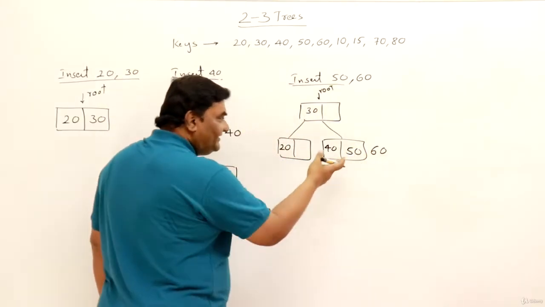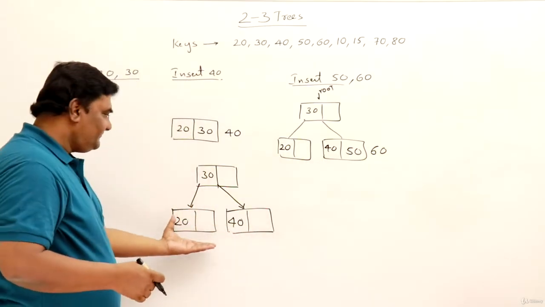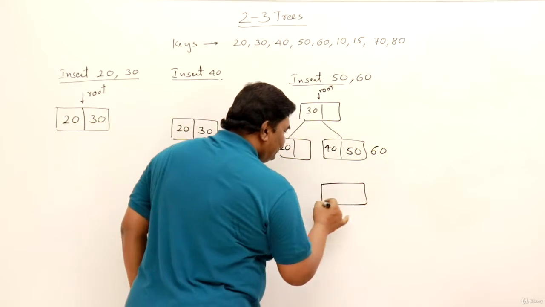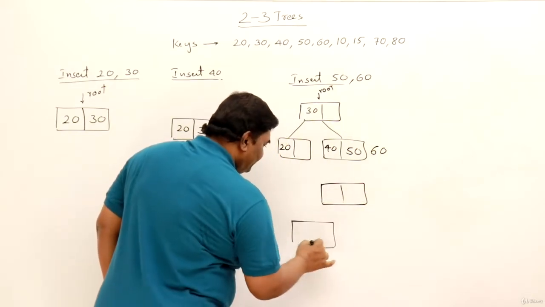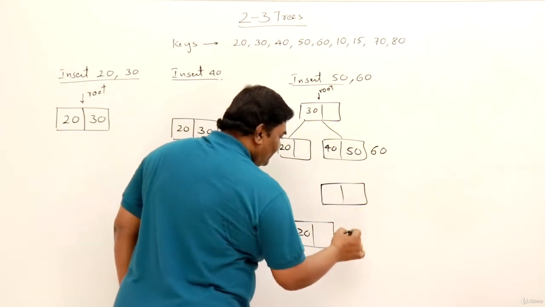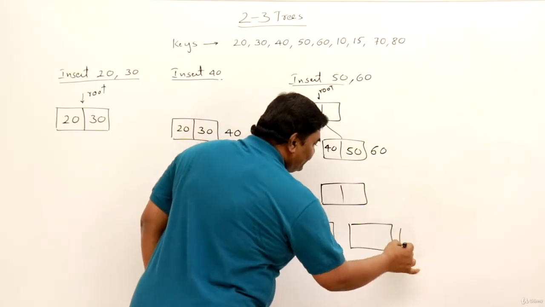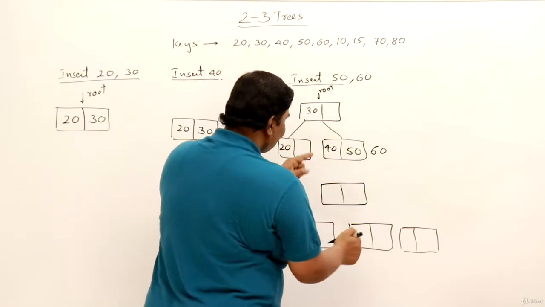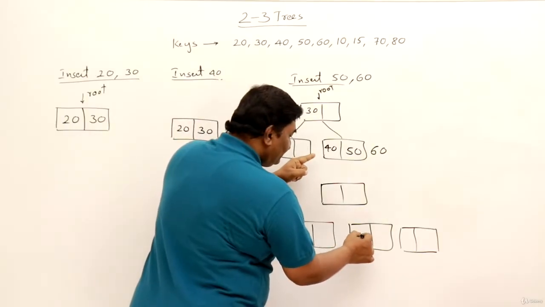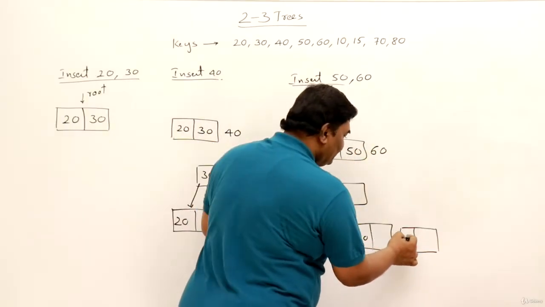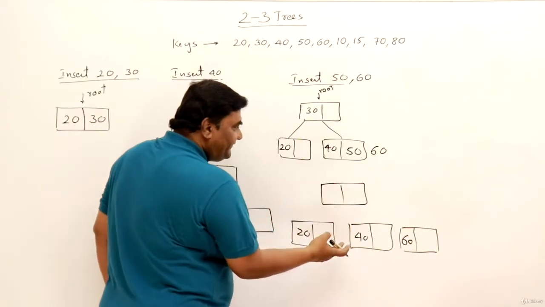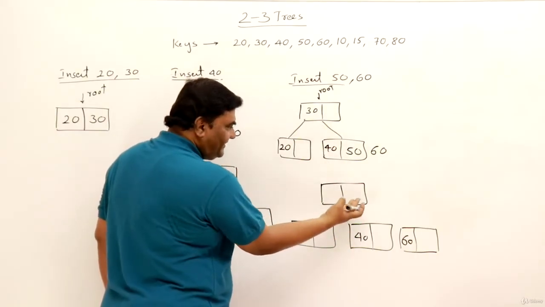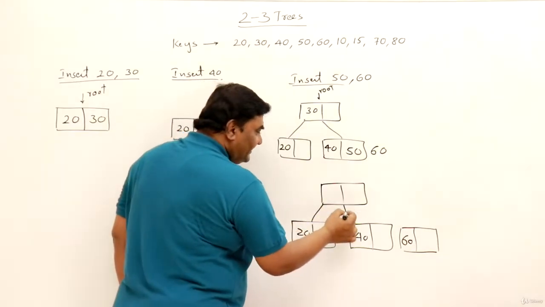Then what to do? When there is no space, just now we have done something here. Same thing, we will split. So take this root as it is. Then this node is 20, and this node, we are going to split. How to split? 40 on this side and 60 on that side. The middle element 50 will go in the root, in the parent. Here the parent is the root only.